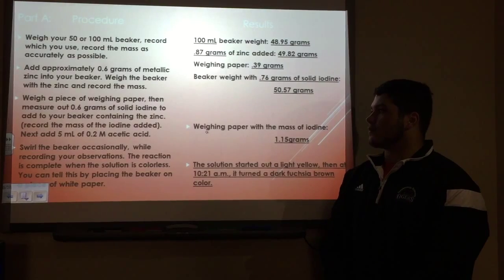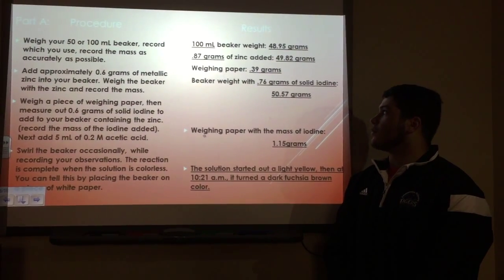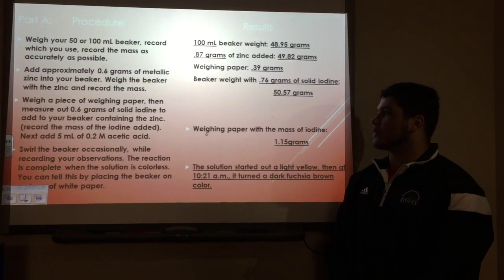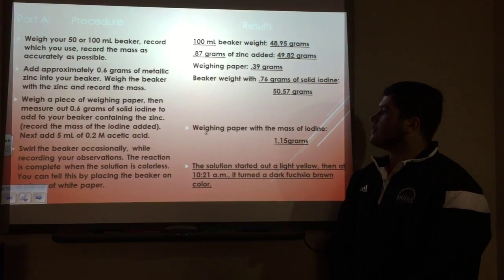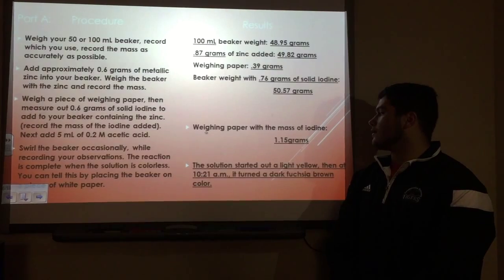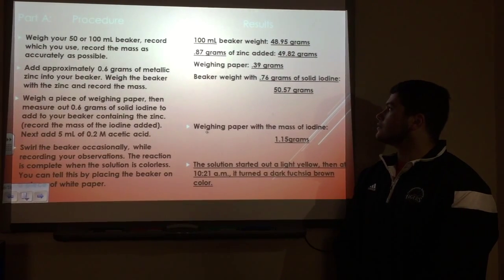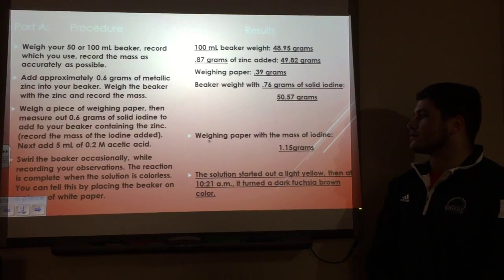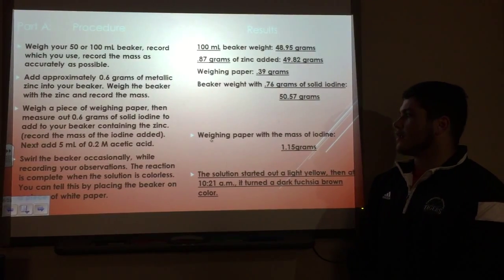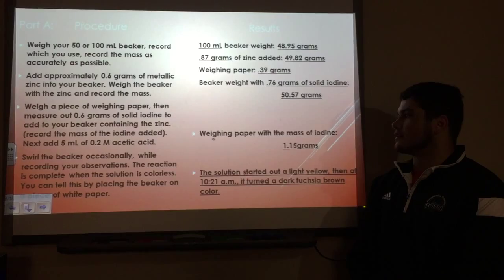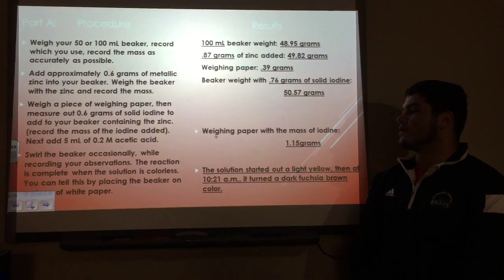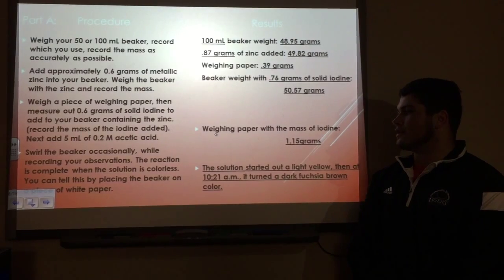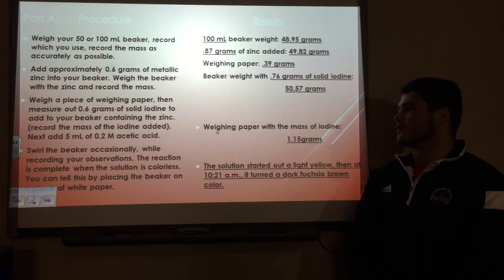We took a piece of weighing paper and weighed it and got 0.39 grams, and then weighed out 0.6 grams of solid iodine. With the weigh paper and the iodine, we got 1.15 grams. For the mass of the iodine, we got 0.76 grams. We added the solid iodine to our beaker containing the zinc, and next we added 5 milliliters of 0.2 molar acetic acid. We swirled the beaker occasionally while recording our observations.